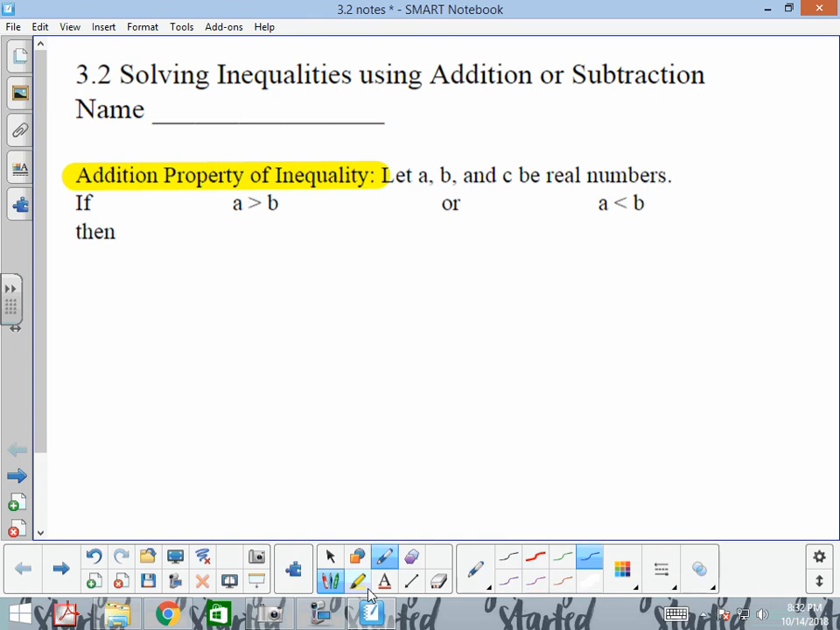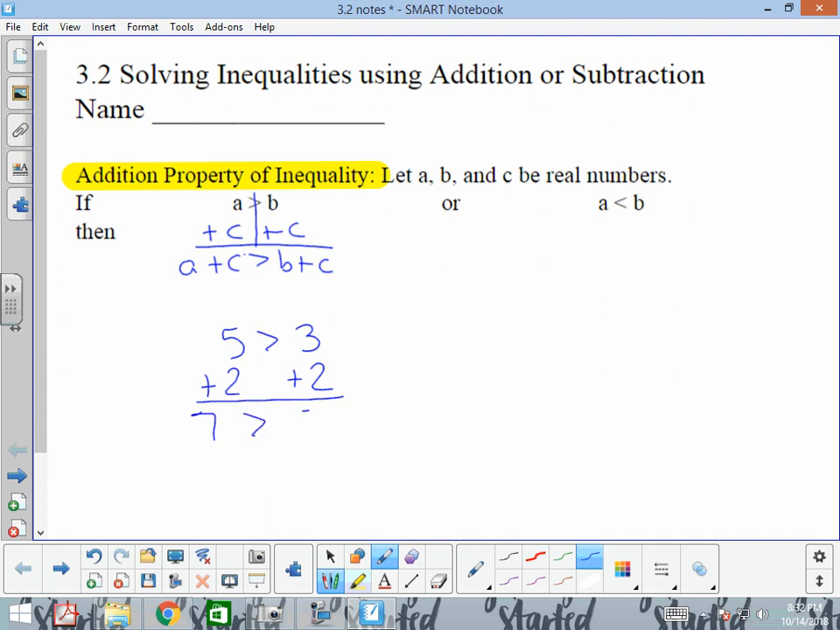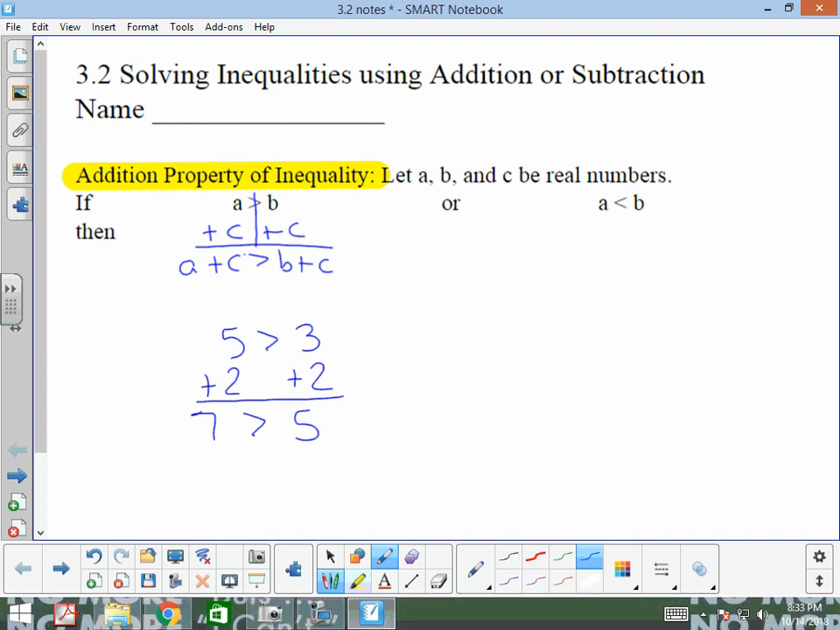So if A is greater than B, we'll do this one first, and we add C to both sides, then A plus C will be greater than B plus C. So let's put some real numbers to that. Let's say that A is 5 and it's greater than B, which is 3. That's true, 5 is greater than 3. If we add 2, the same number, to both sides, we get 7 is greater than 5, which is still a true statement.